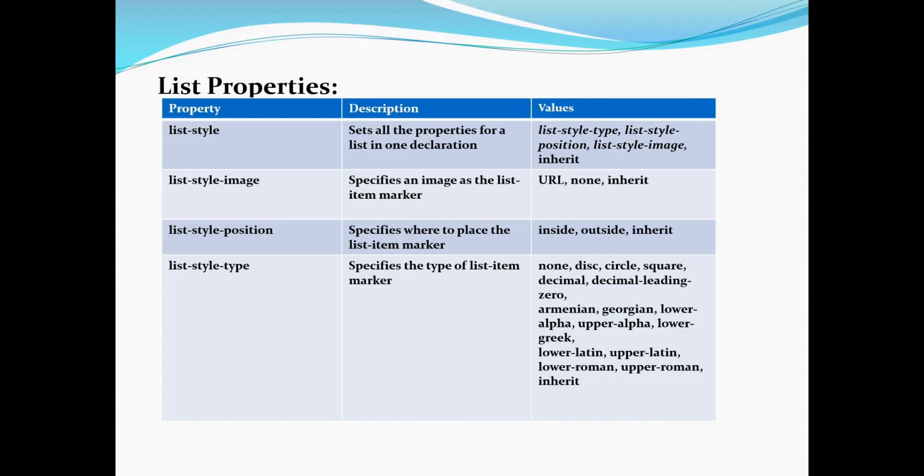Then the last thing is list style type. This one we have already seen in the previous tutorials, but we'll still repeat it. If it is unordered, you give disc, circle, none or square. But if it is an ordered list, you can give alpha, upper alpha, lower Greek, all these things are possible. The numbers, the Roman numbers, everything is possible with the list.